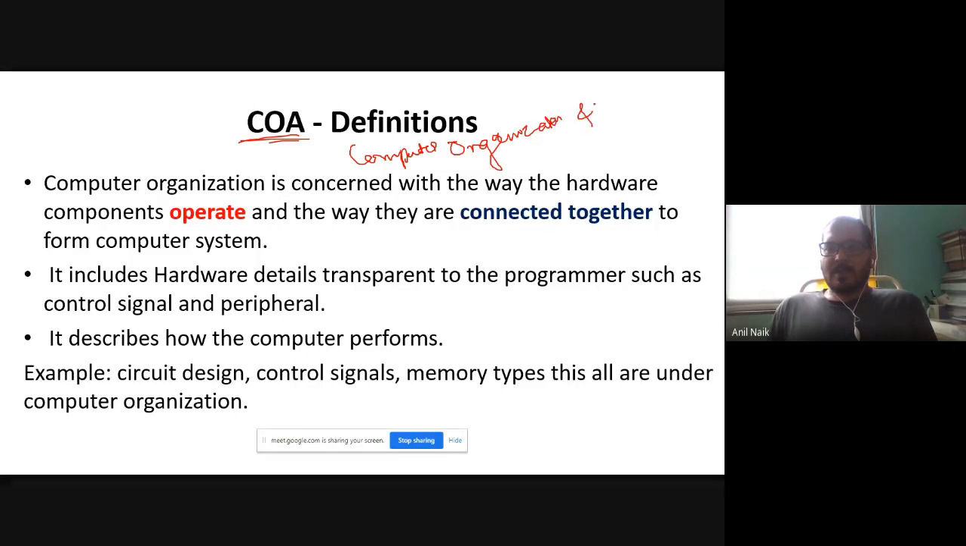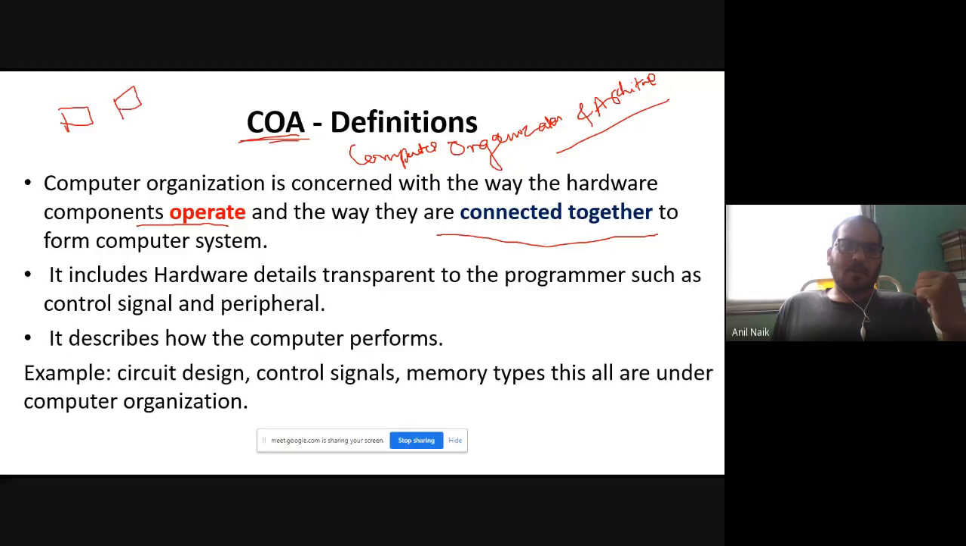First, you should know what is computer architecture and what is organization. Computer organization is concerned with the way the hardware components operate, the way the different hardware components like input unit, output unit, memory operate, and the way they are connected together, how they are connected through the buses, and how they pass data between these different components.